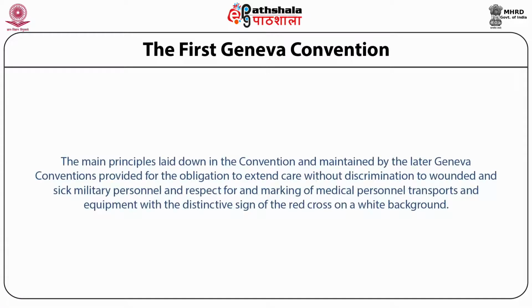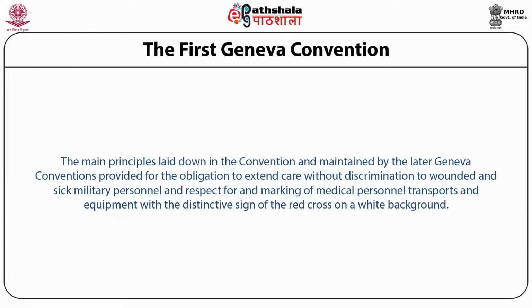The main principles laid down in the convention and maintained by the later Geneva Conventions provided for the obligation to extend care without discrimination to the wounded and sick military personnel, and respect for and marking of medical personnel, transports and equipment with the distinctive sign of the Red Cross on a white background. Therefore, these are the terms of engagement, the rules of war under the Geneva Convention.